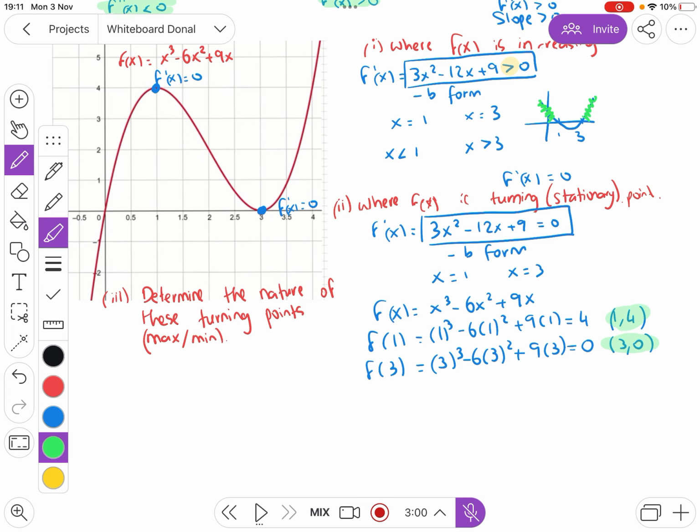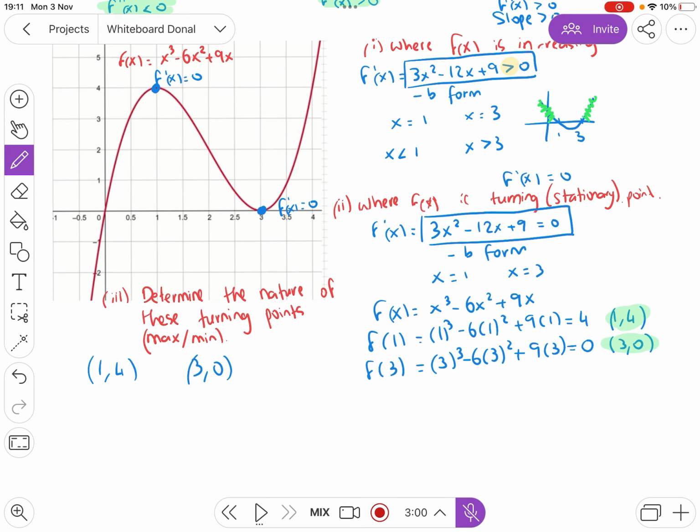We need to test and see which is max and min. Now we can see from the graph which is the max and which is the min, but this is again using the information we're given. We probably won't have a graph when it comes to actually doing these questions. So it's good to see it from the graph and see that our answers make sense. So to determine the nature of the maximum and minimum points, we need to get them first, and we know they are 1, 4 and 3, 0. They're my two coordinates. One of them is maximum and one of them is minimum.